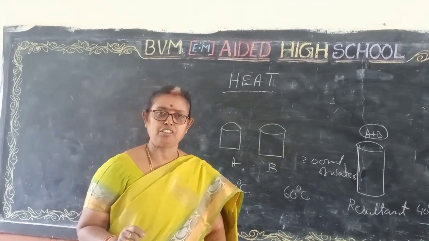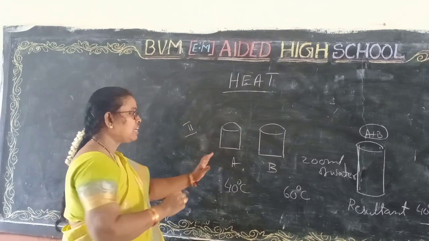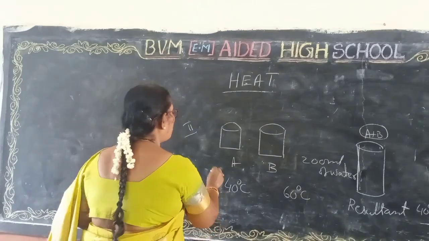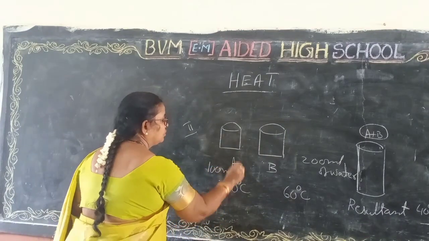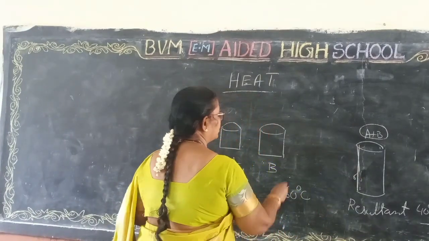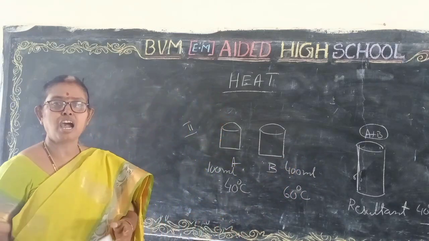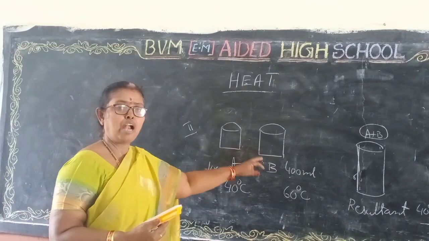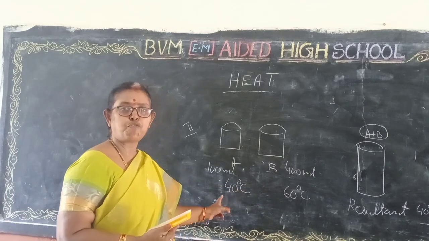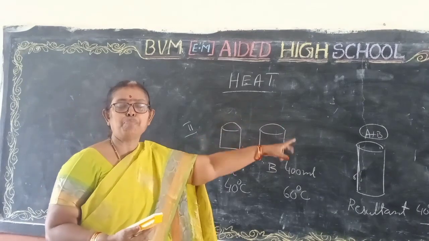That is one activity. What is the second activity? Similarly, take two beakers A and B. In one you take 100 ml of water, and in another you take 400 ml of water, with temperatures 60 degrees and 40 degrees. Again similarly, add these two in a third beaker.